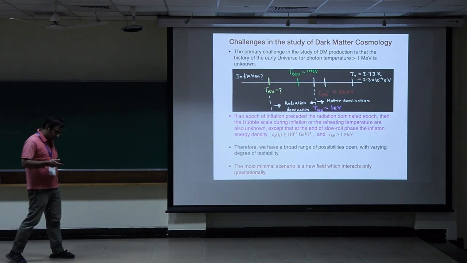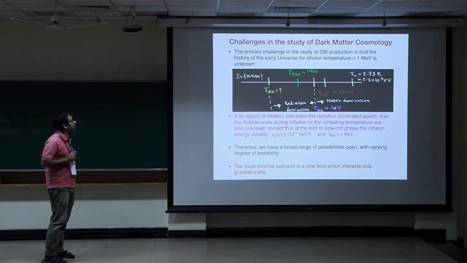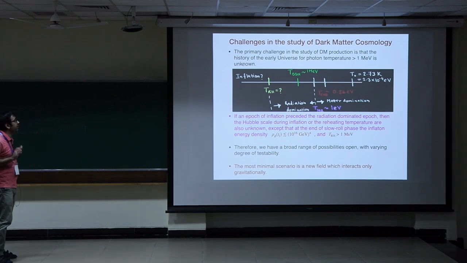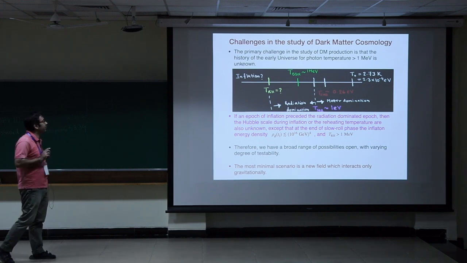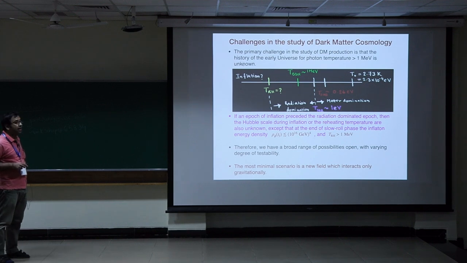Let me say at the outright that it is very difficult to make any concrete statements about the production of dark matter in the early universe, primarily because the history of the early universe at photon temperatures larger than a mega electron volt is unknown to us.